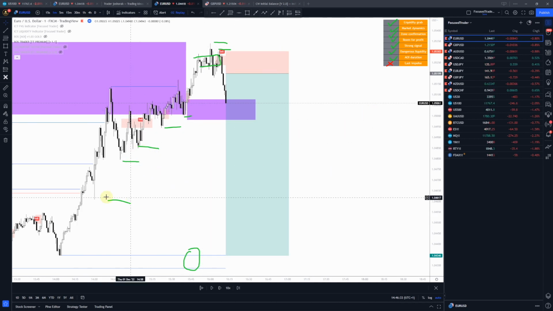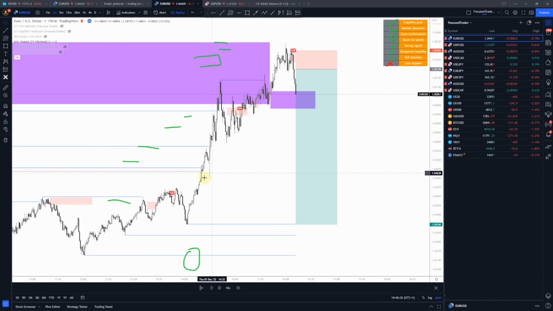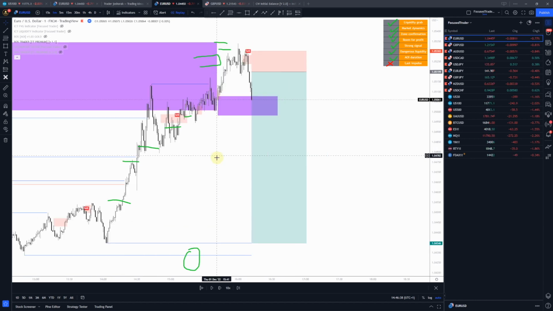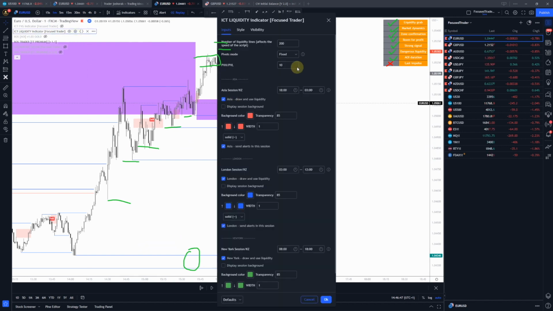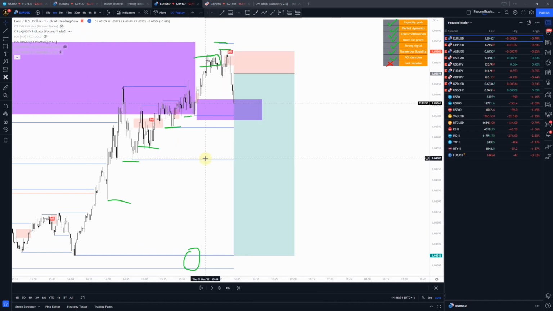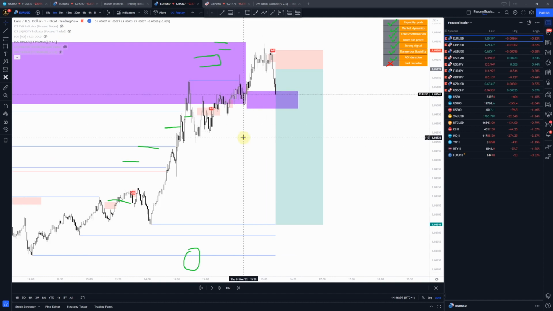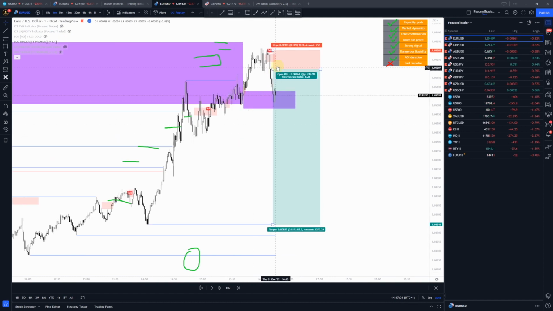Okay, it's not marked as a liquidity because there are not so many pivot highs and lows there. This bar has not enough left bars and right bars to generate liquidity from the settings, but if we go to this liquidity indicator and change these settings to like 5, you see that these liquidities are truly there. Okay, so let's see how this trade ended up.